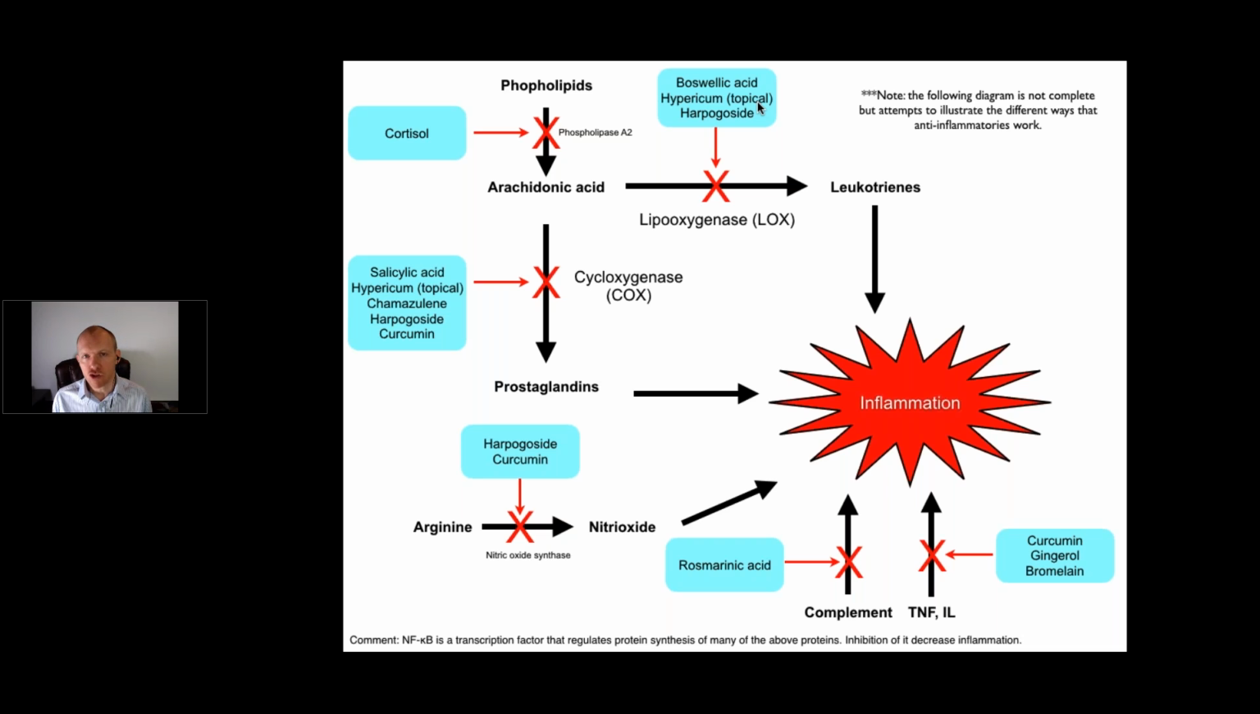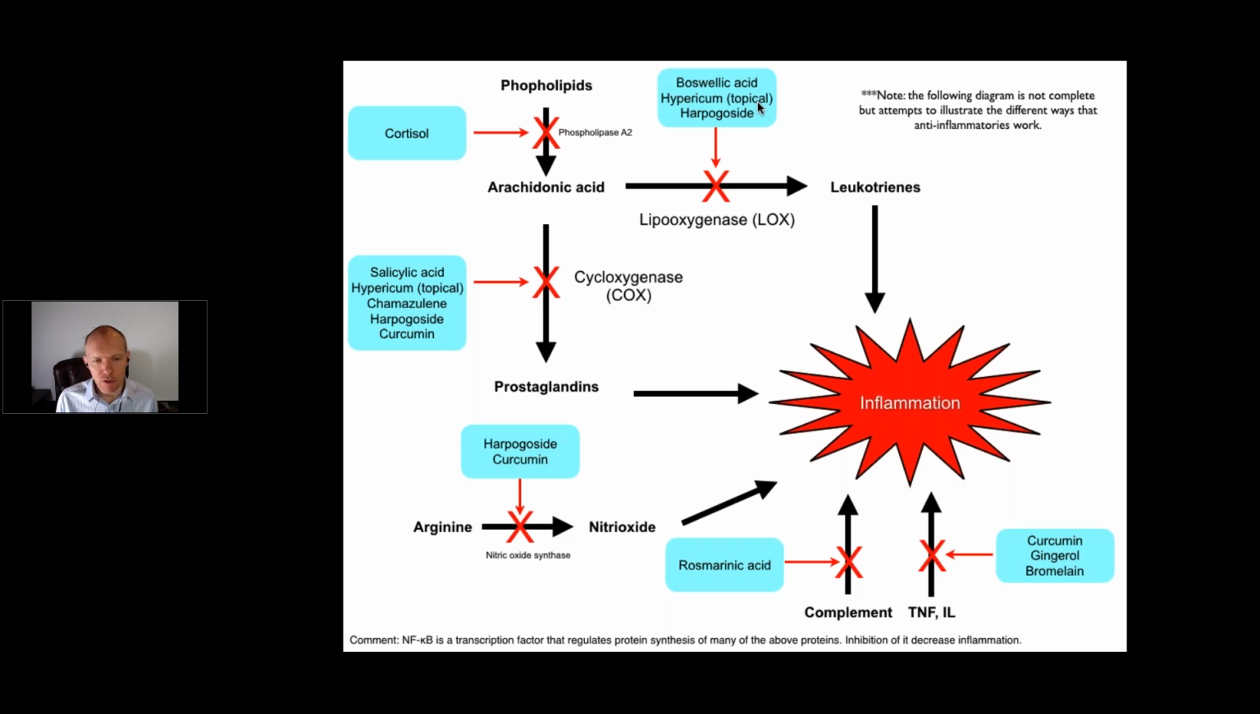When it comes to lipoxygenase, we know that St. John's wort contains that hypericum. It can work. Devil's claw will target this again. Boswellic acid, which is in frankincense, Indian frankincense, will inhibit this enzyme. And so if you inhibit those pathways, you'll decrease inflammation.